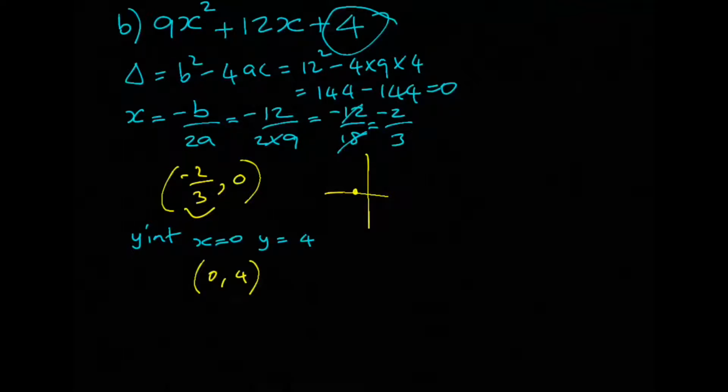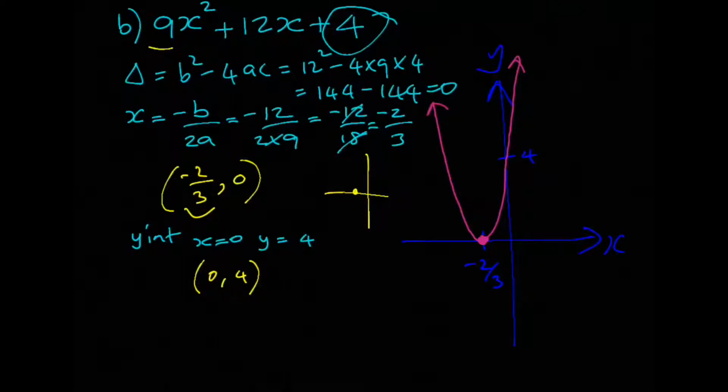And then looking at the coefficient, it's a positive, so the shape is going to be that as opposed to that. So the info that we know is the turning point and the root is at negative 2/3, and that's also the axis of symmetry. And it goes through y equals 4. So it looks a bit like that. Obviously not to scale. And this is our axis of symmetry at x equals negative 2/3.